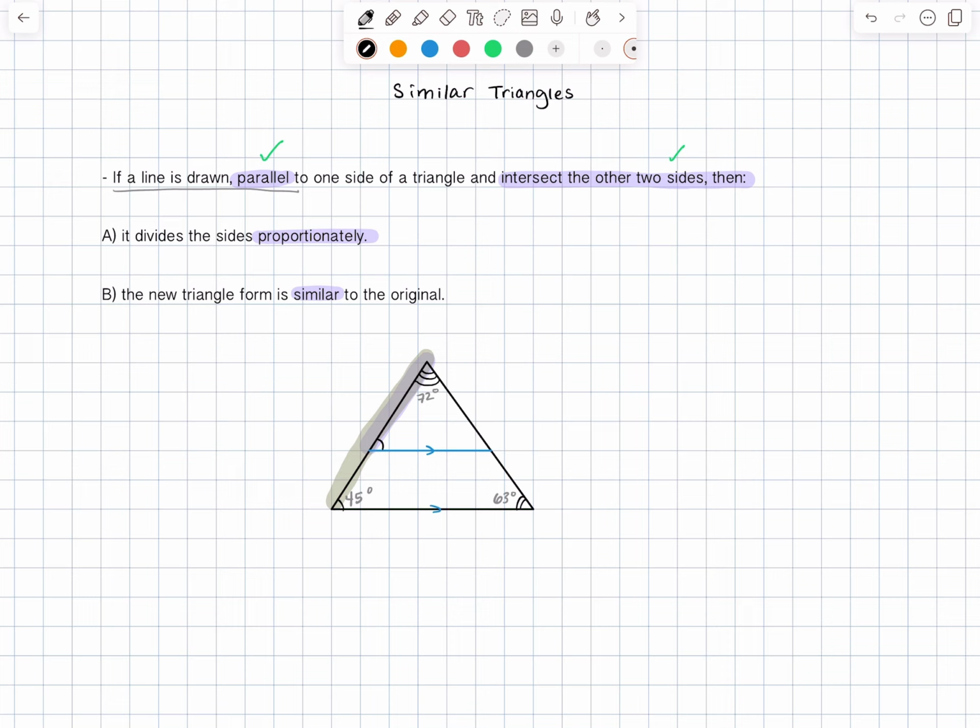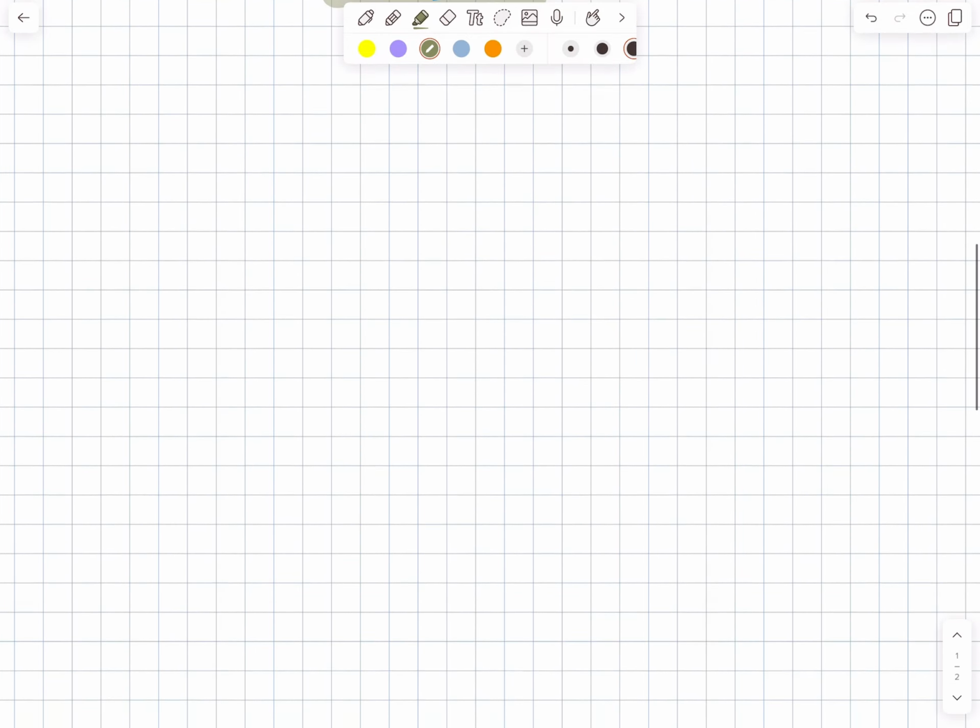So this angle that forms right here is also 45 degrees, and this angle right here is also 63 degrees. That's really what we're trying to get at here. They're similar triangles, which means this smaller triangle, so let's erase this, is entirely proportional, the sides and the angles, to the original big triangle. So let's check an example with numbers.